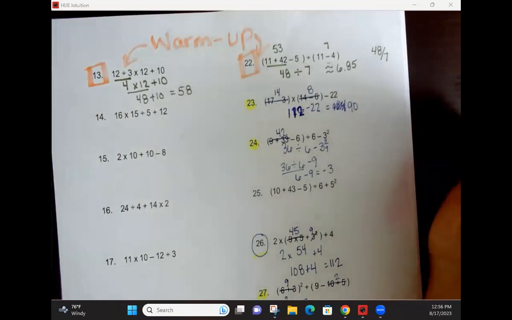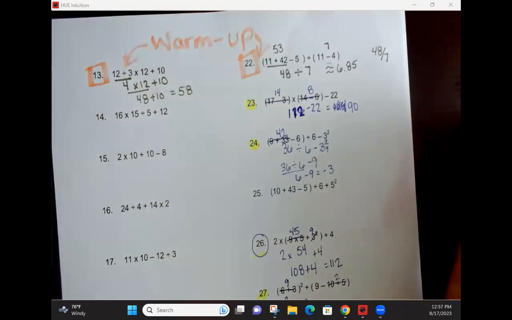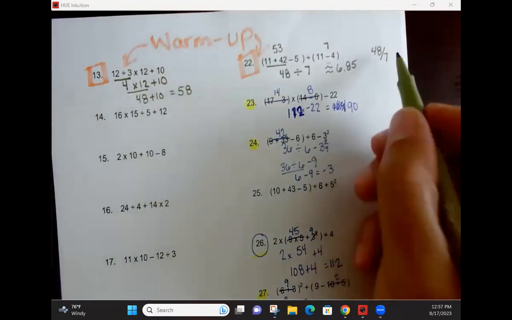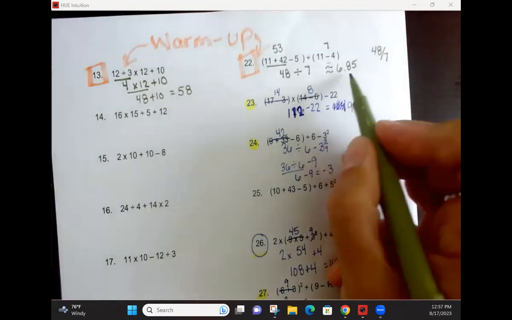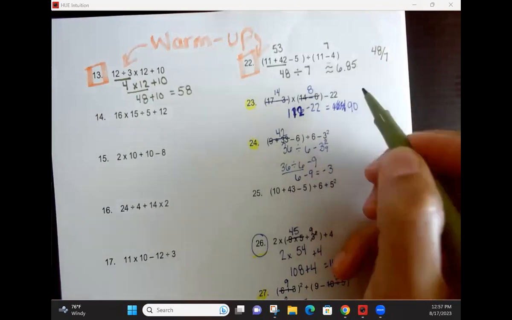I didn't tell you you had to round, so you can leave this as an improper fraction if you wanted to. As we work through Algebra 1, we'll talk about times when we want exact answers, and we'll talk about times when we want this approximation. Okay? So either was fine for today.